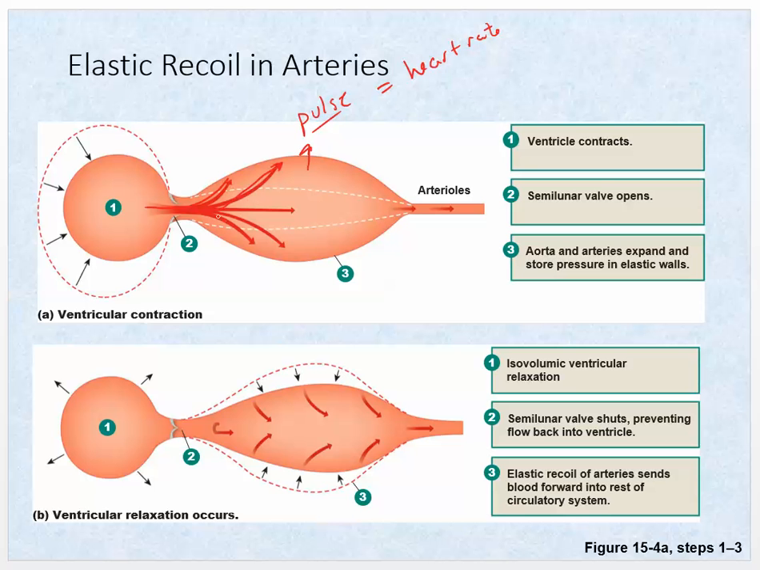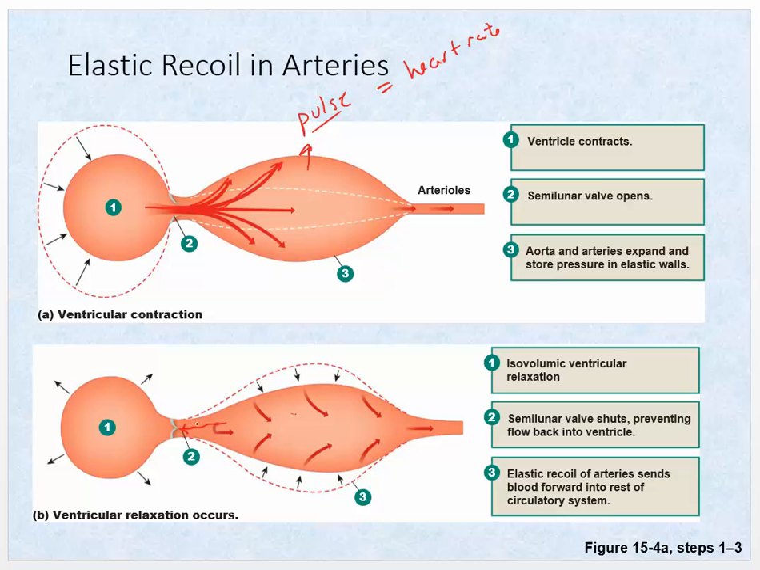Okay, and because it's elastic, we just mentioned that arteries tend to have a lot of elastin, the protein that's stretchy, and that means it's going to try to return to its original shape. Okay, so its original size. That's what elastic means, that it returns to its original form. And so as it tries to squeeze back, the valve closes.